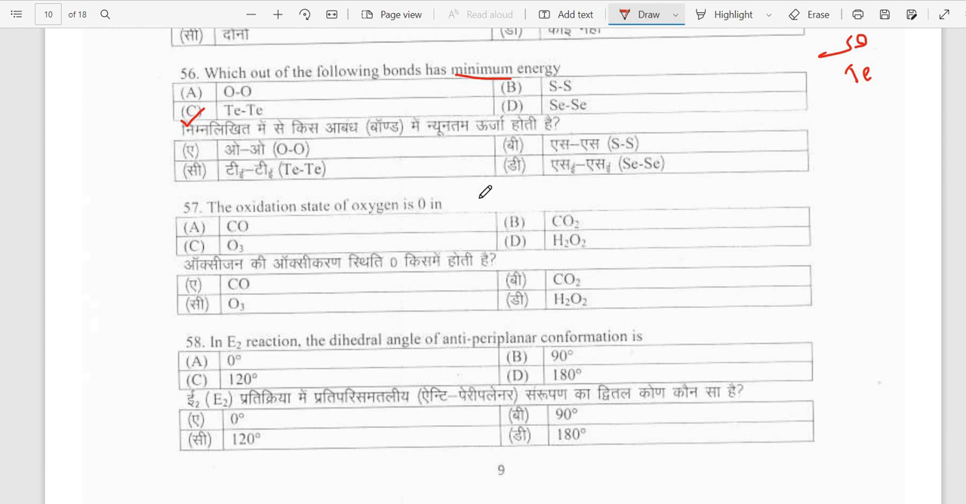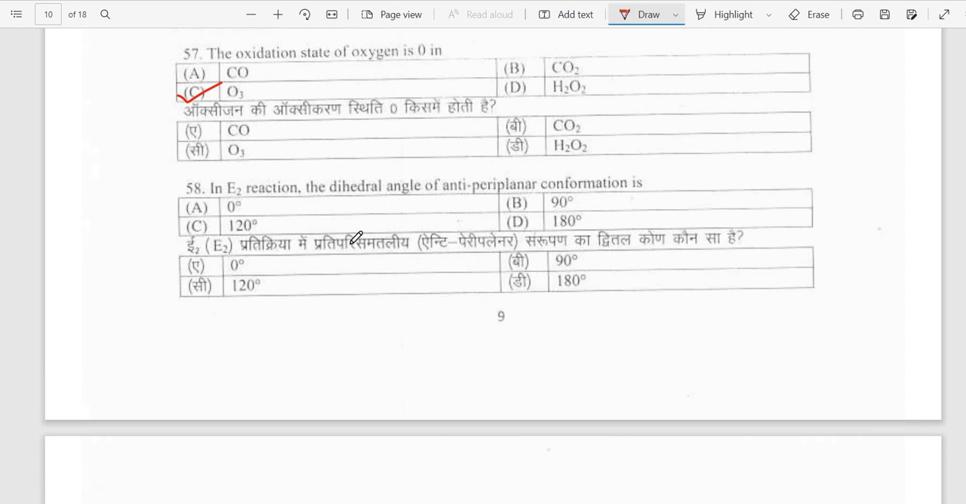The oxidation state of oxygen is 0 in carbon monoxide, CO2, H2O2, and O3. In carbon monoxide it is -2, in carbon dioxide obviously -2, and in H2O2 it is -1, and 0 oxidation state is only possible in case of O3.